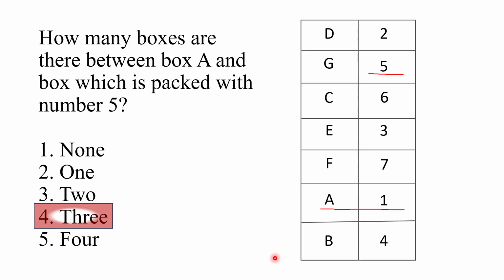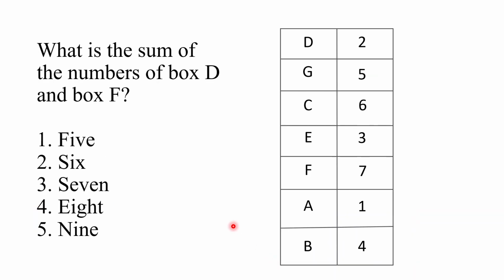Now let's move on to the last question. What is the sum of the numbers of box D and box F? Okay, so box D is 2 and box F is 7. So the sum 2 plus 7 is 9. So the answer should be option number 5, 9. Let's check the answer. See, we got the correct answer again, students.